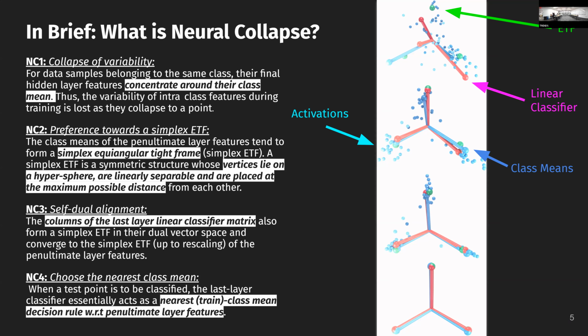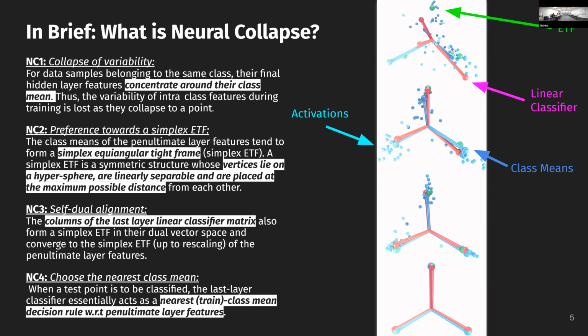And then there's this third principle of neural collapse, self-dual alignment. The columns of the last linear layer classifier matrix also form a simplex. They're the dual vector space. They converge to the same simplex that we saw from the penultimate layer features. These are the features that are input into your linear classifier. Those converge to an ETF.